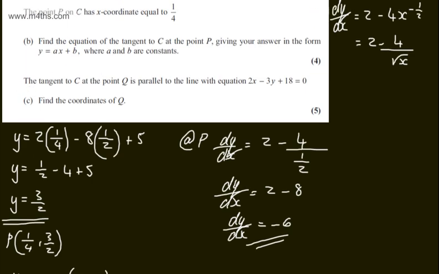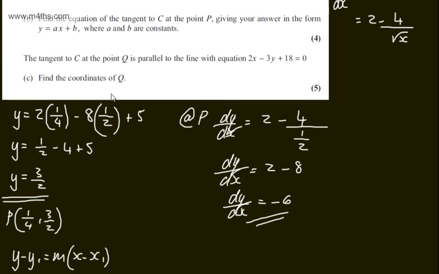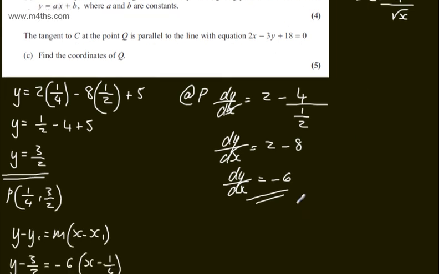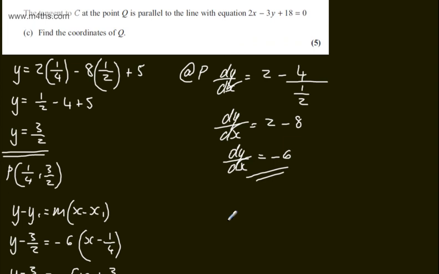We're now told the tangent to C at the point Q is parallel to the line with equation 2x minus 3y plus 18 is equal to 0. In part C, we need to find the coordinates of Q. Let's just look at this line right here. What we've got then is 2x minus 3y plus 18 is equal to 0. I'm going to rearrange this in the form y is equal to mx plus c and evaluate the gradient. So adding 3y to both sides, 3y is equal to 2x plus 18. Dividing both sides by 3, y is equal to 2/3 x plus 6.